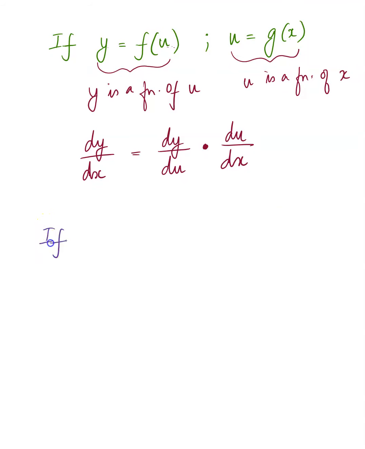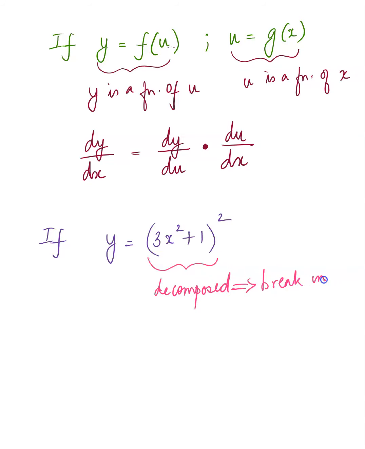So if I had y equal to 3x squared plus 1 the whole squared, okay, say this is what is given to us. You know y is already written in terms of x. But if I wanted to use the chain rule, okay, this looks complicated, right? So we use chain rule to kind of uncomplicate these things using composition of functions. So this needs to be decomposed, which means break into two functions so that you can compose one function inside the other.